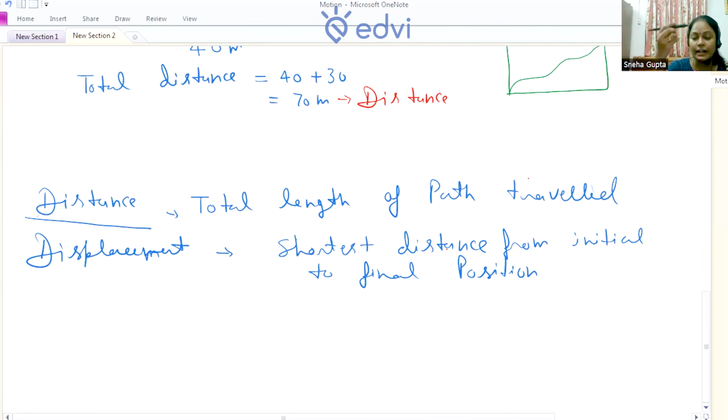Suppose I have taken this pen and I measure it, suppose it is 12 centimeters. So this pen's length is a physical quantity, the distance between its starting point and end point. Okay, so if it is 12 centimeters, then 12 centimeters is a physical quantity.